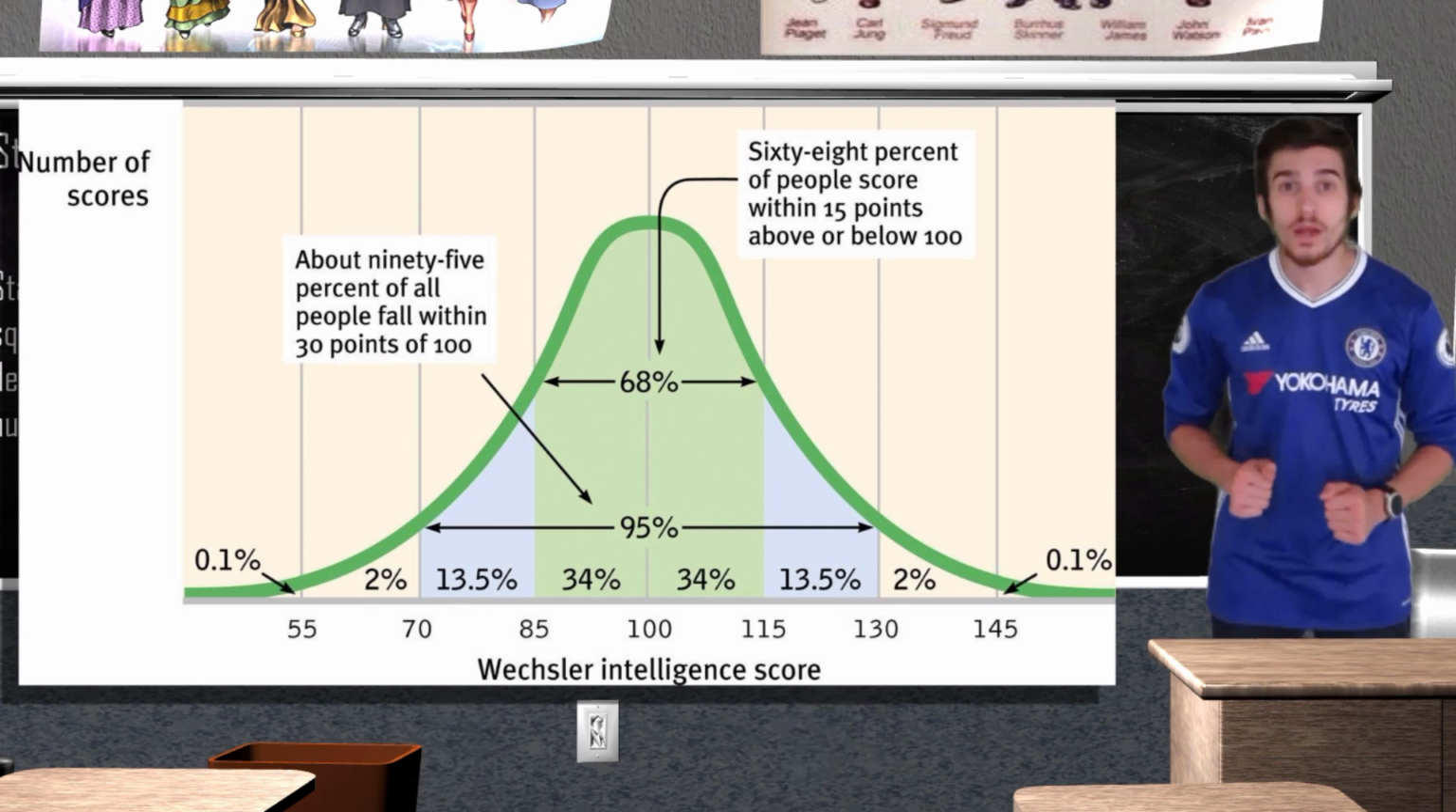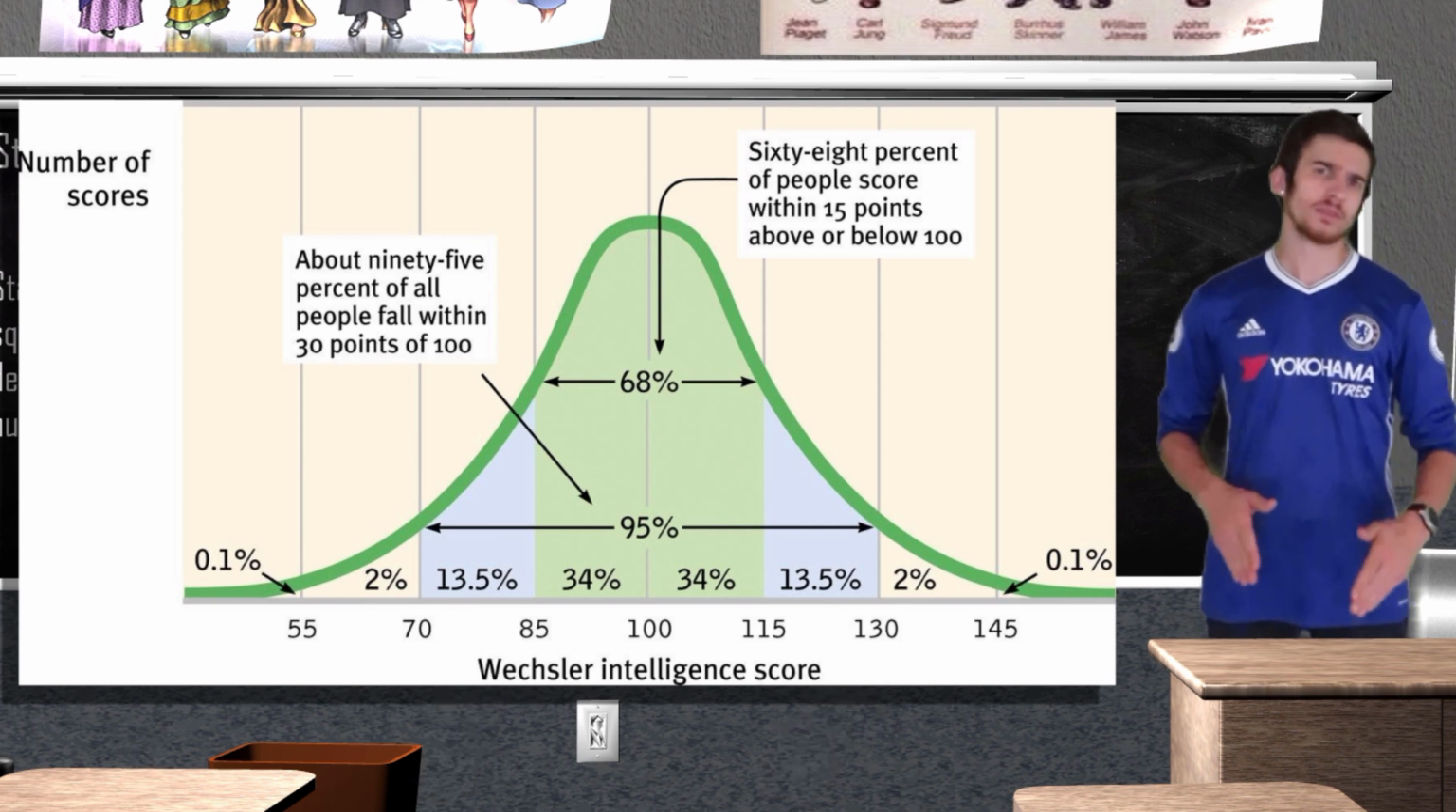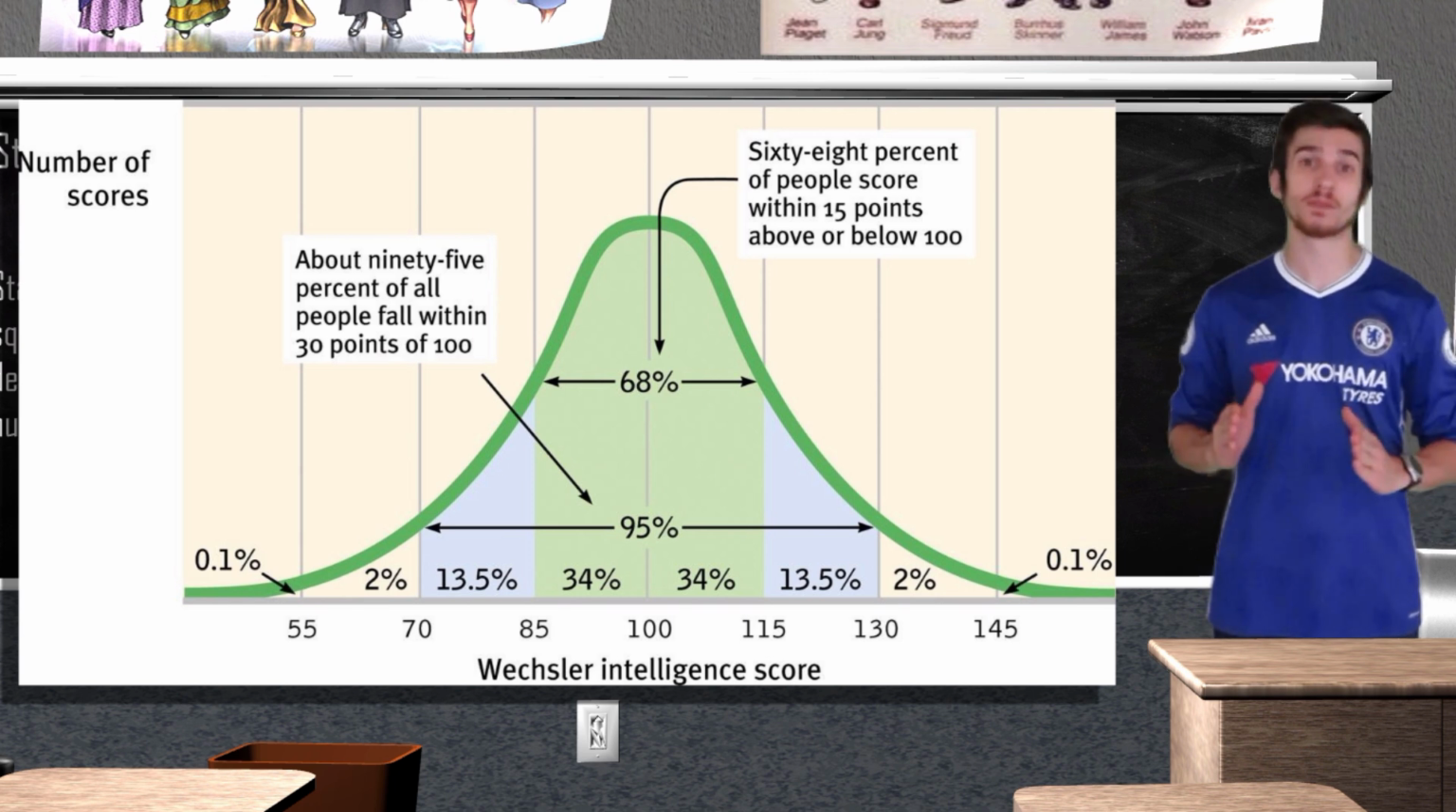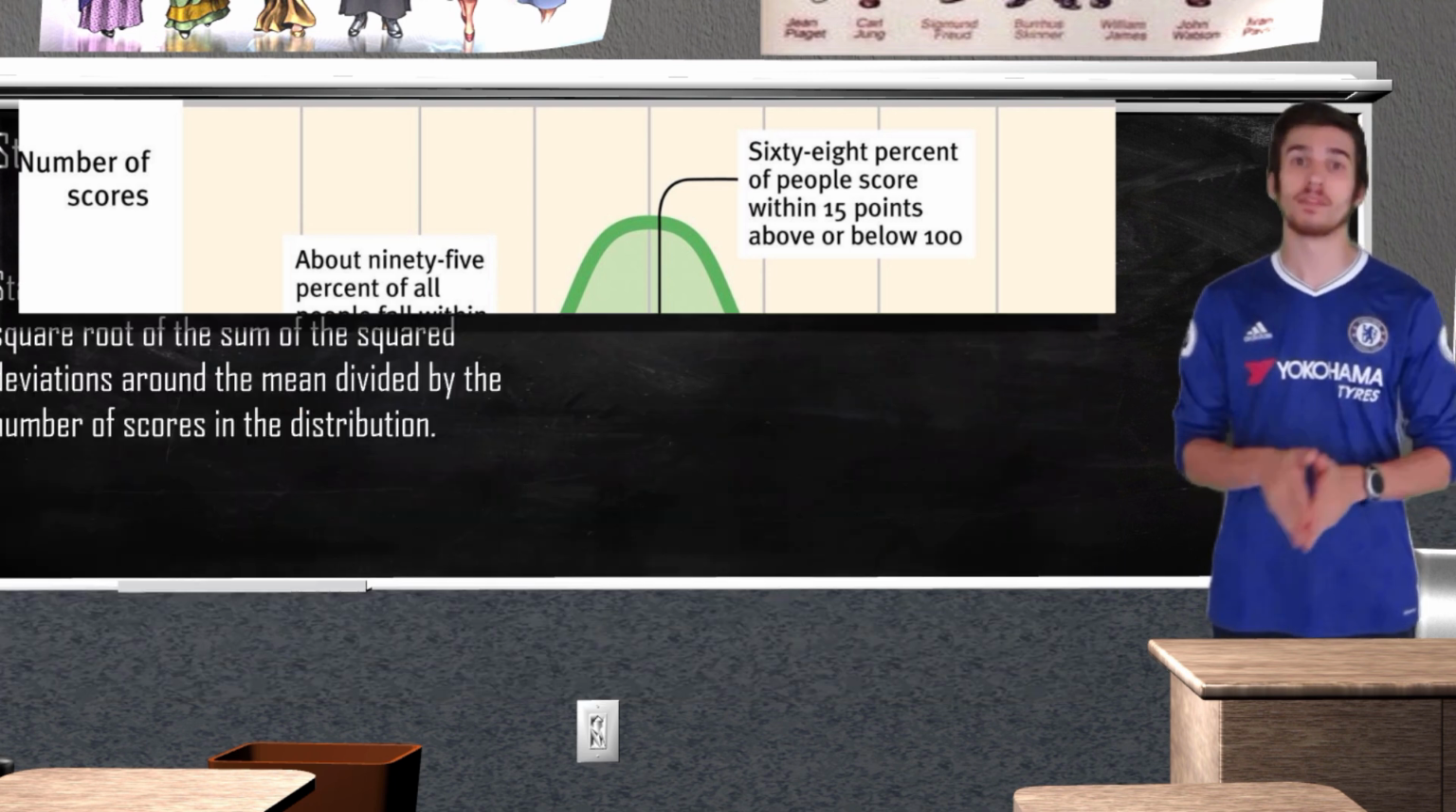Finding the range is also quite important when measuring variability. To do so is quite simple. It's just the difference between the highest value in a set of data and the lowest value.